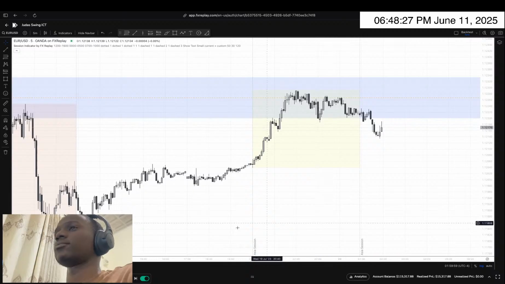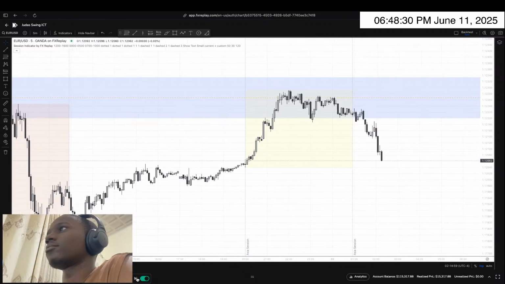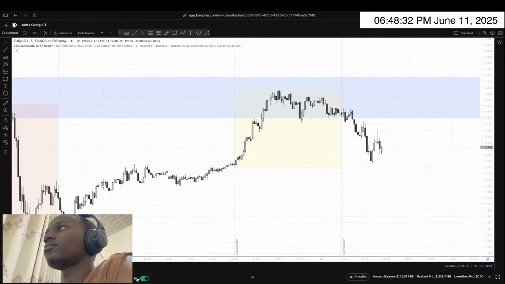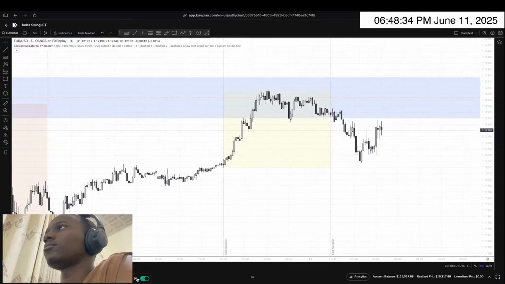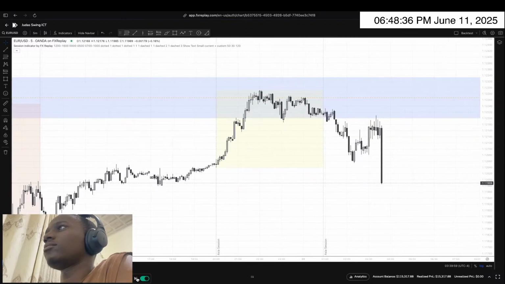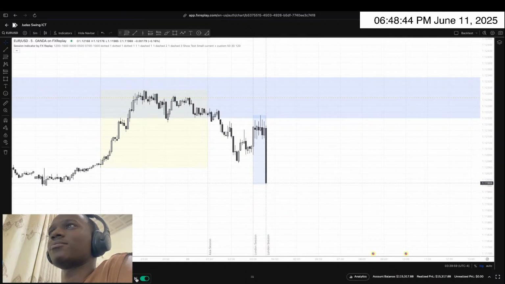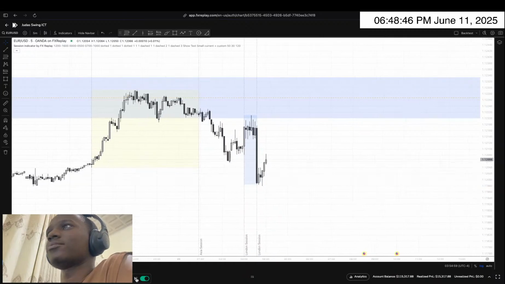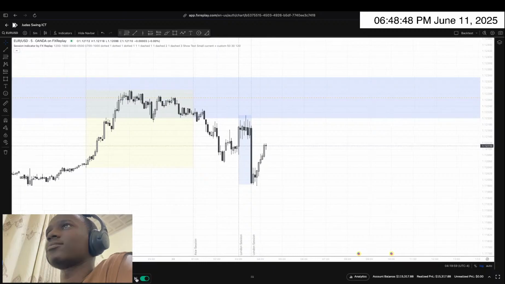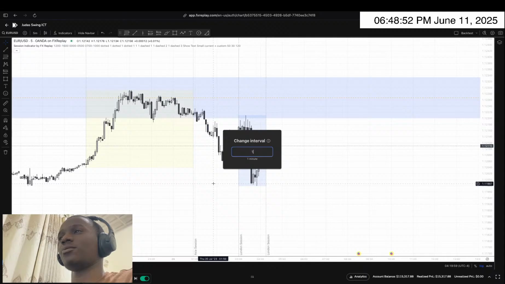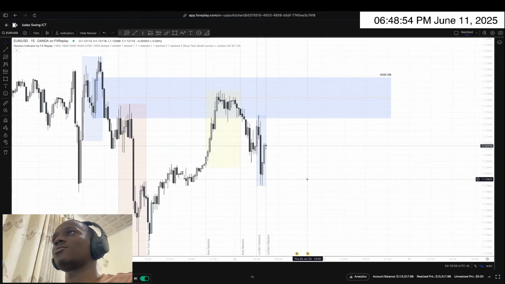Alright. I think this is London. Yeah, London was crazy at this time. Let's see. You can see that we're respecting this order block though, and the 15 minute is looking kind of clean.